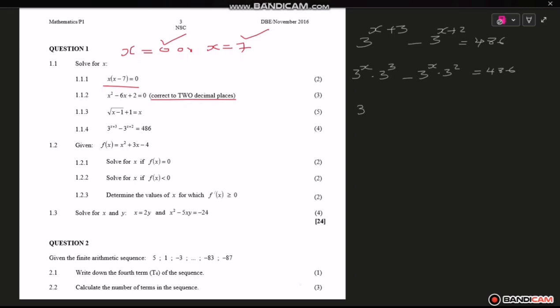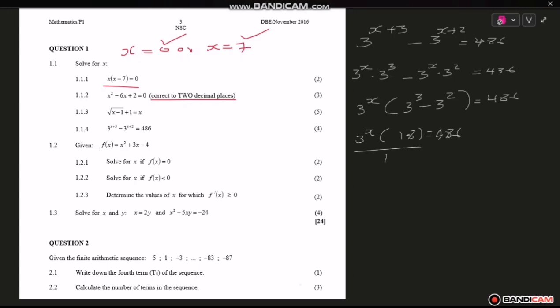Okay, therefore the common factor is 3 to the power x. Therefore 27 minus 9, which is 3 cubed minus 3 squared, equals 486. Therefore 3 to the power x times (27 minus 9), I think that's 18, equals 486.